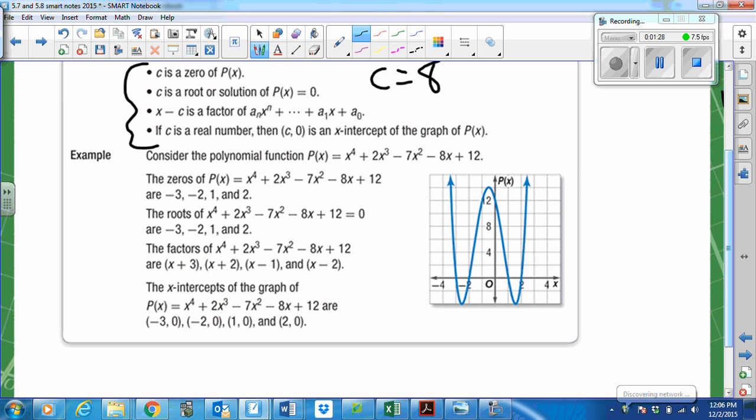So if we consider this polynomial, x to the fourth plus 2x cubed minus 7x squared minus 8x plus 12, if we graph this on our graphing calculators, we're going to be able to see the roots, the zeros, the solutions, the intercepts right away. And those roots are occurring at -3, -2, 1, and 2. So those are the zeros, those are the roots. And the factors would be x plus 3, x plus 2, x minus 1, and x minus 2. And the x-intercepts of the graph would be (-3, 0), (-2, 0), (1, 0), and (2, 0).